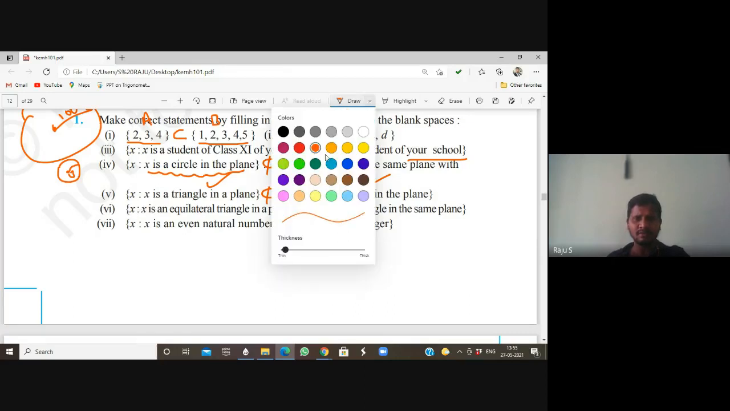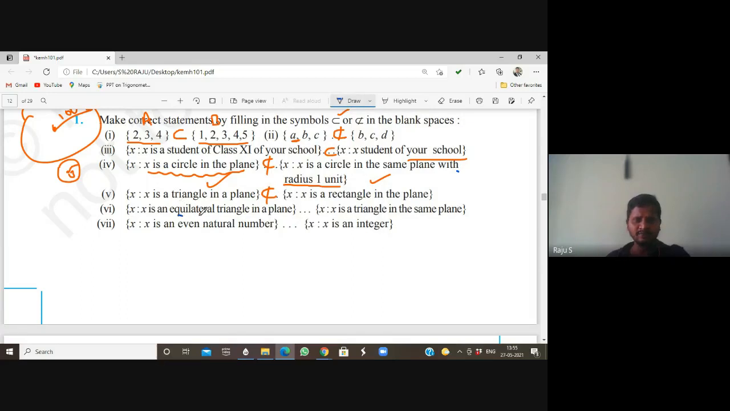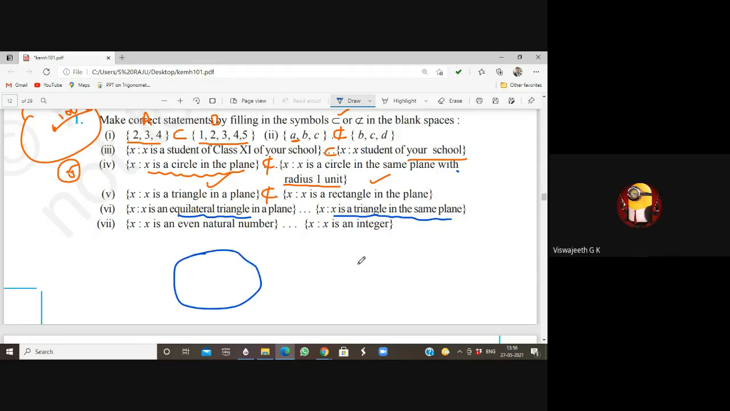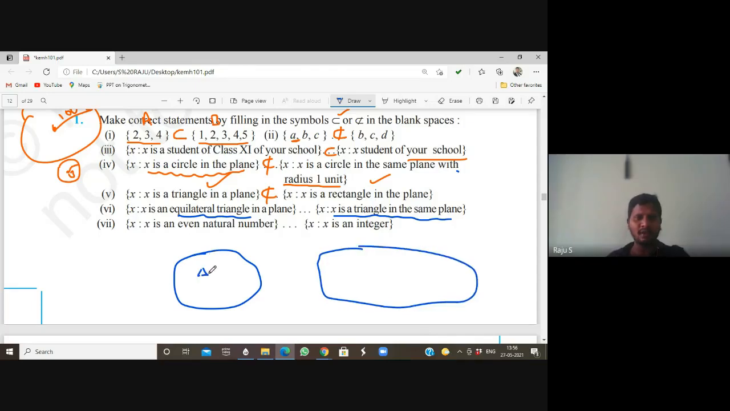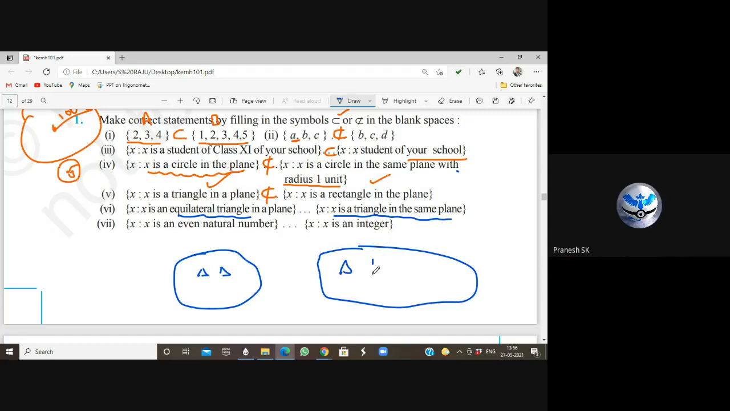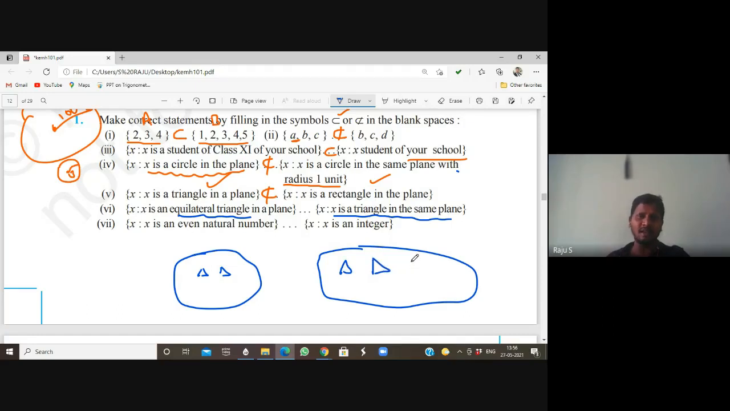X is an equilateral triangle in a plane. X is a triangle in the same plane. This plane is there, here another plane will be there. Here only equilateral triangles, but here just triangles. It may be equilateral, it may be a right angle triangle, maybe a scalene triangle, isosceles triangle, whatever it is, all triangles. So clearly it is a subset. In this plane, we are having all equilateral triangles also. Right? So clearly subset.